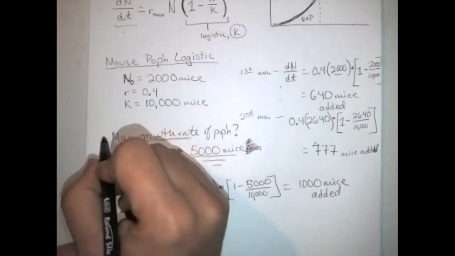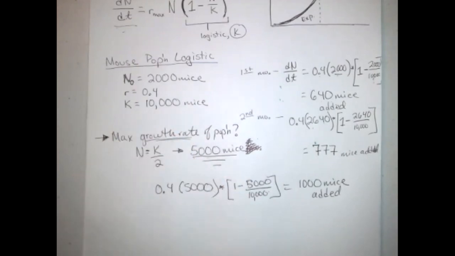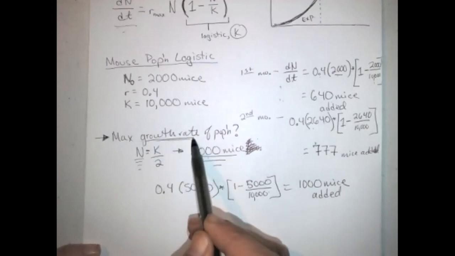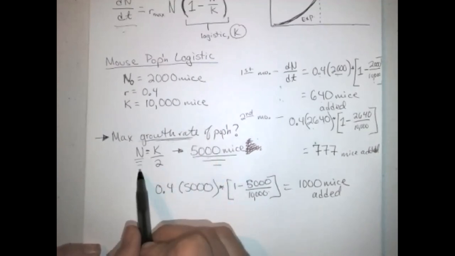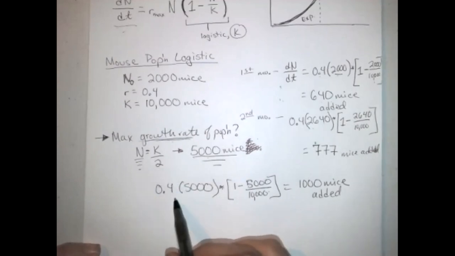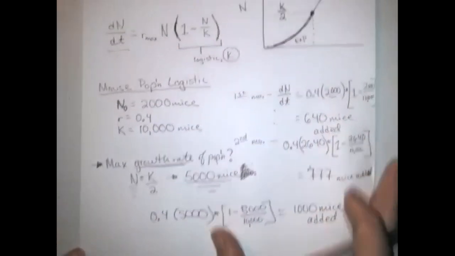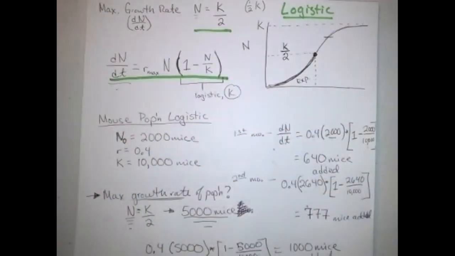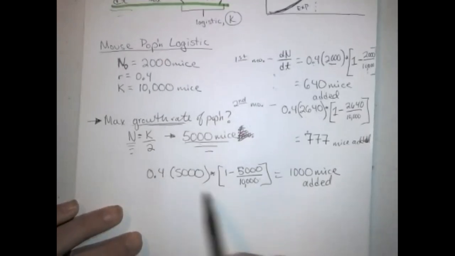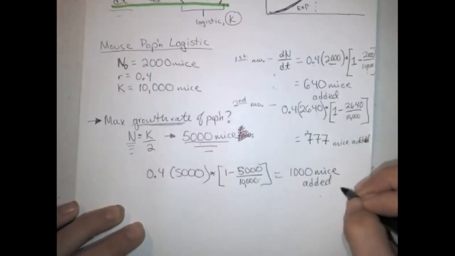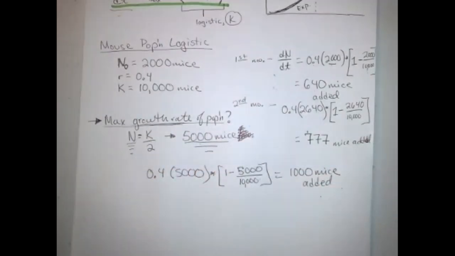Sorry about that. So again, if we want to know what is the maximum growth rate of the population, we first have to figure out the population size at which the maximum growth rate is exhibited. So first find N, which is half of K. This N then gets plugged into the same equation we've been using up here. Of course, this one is the big important one for logistic growth. And so ultimately, the dN/dt, growth rate, is going to be 1,000 mice. So that would be the answer to the maximum growth rate of the population.